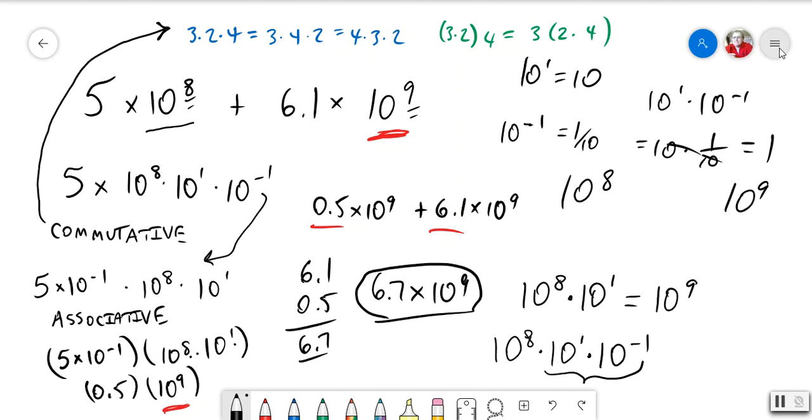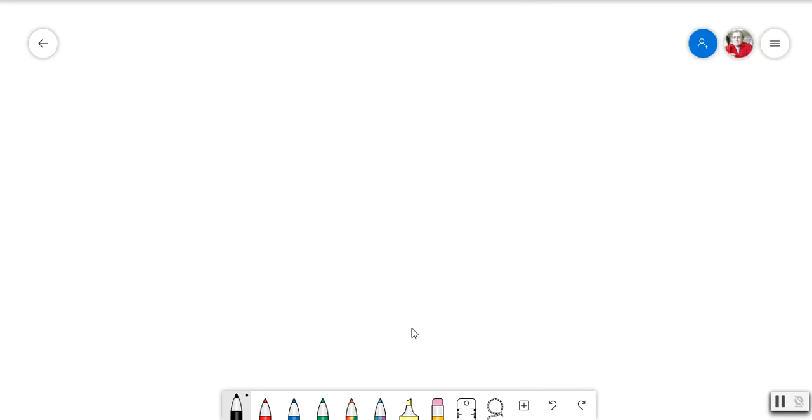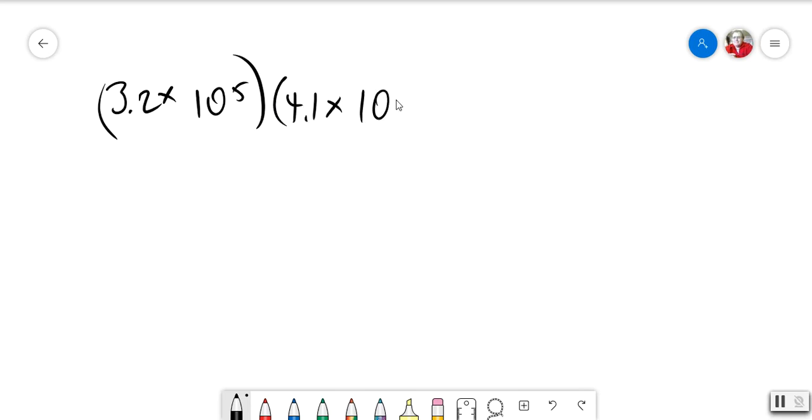So what I want to do now is talk about something that is very easy, which is multiplication. Multiplication and division of these guys is about the easiest thing you can possibly do. It's wonderful. So let's say we had 3.2 times 10 to the 5th times 4.1 times 10 to the 12th. And as you may guess, or if you haven't guessed, or if you haven't got it from the textbook yet, I'm telling you, different exponents with multiplication and division are not a problem.